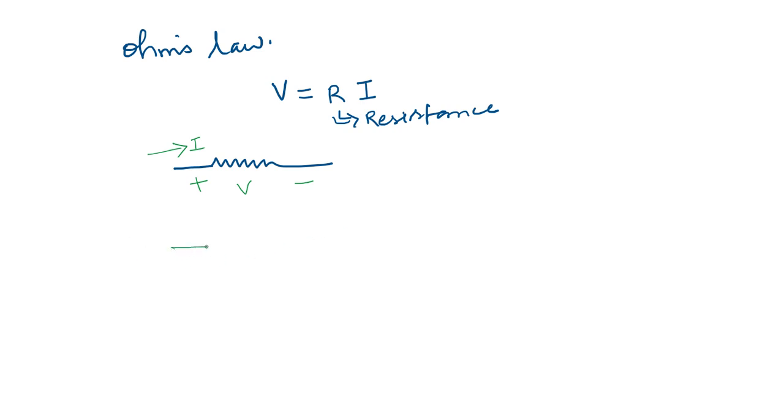Let us suppose we have a resistor like this of value R1. If a current I1 flows through it, then the voltage set up across R1 will have this polarity, and V will be equal to I1 into R1 by Ohm's law.